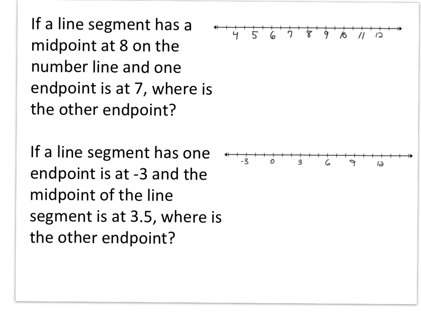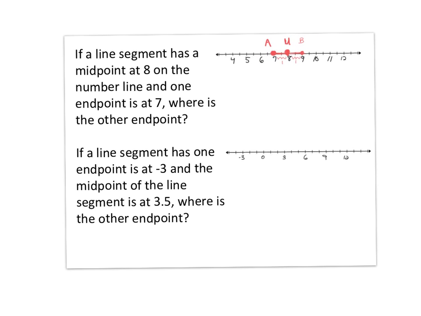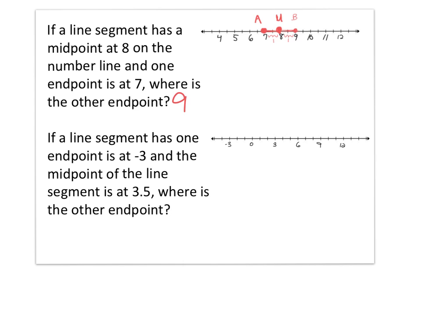So in this example, the first one, if a line segment has a midpoint at 8, so this is where my midpoint is on the number line, and one endpoint is at 7, so let's just say this is point A. Where is the other endpoint? Well, I skipped a line in between just to spread things out a little bit so it's easier to see. But if we know what the midpoint is, and we know that this distance is 1 unit, the distance to the other endpoint must also be 1 unit. So that means point B has to be at 9. So the other endpoint would be at 9 on the number line.